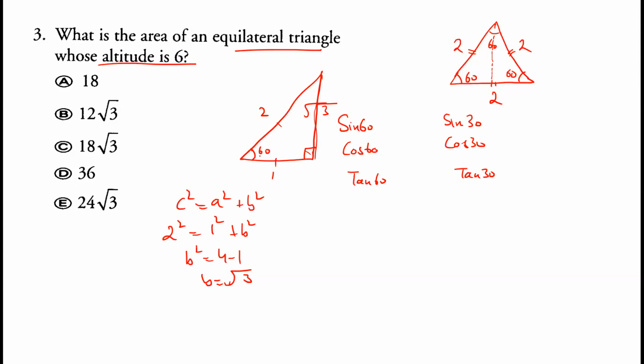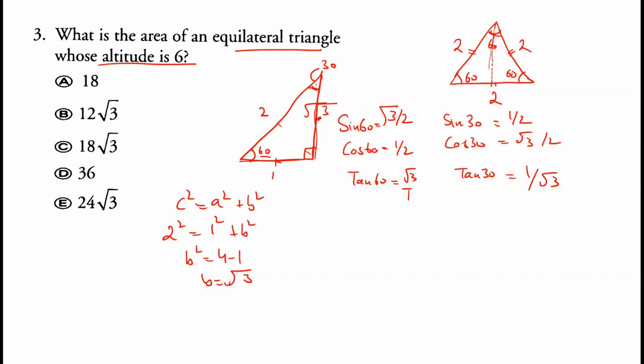Now what is your sine 60? If this is your 60, then this angle would be your 30, as we are dividing 60 into two parts. Sine 60 is opposite upon hypotenuse, so this would be root 3 over 2. Cos 60 is adjacent upon hypotenuse, so this would be 1 over 2. And tan 60 is opposite upon adjacent, so this would be root 3 over 1. Sine 30 is opposite upon hypotenuse, so this would be 1 over 2. Cos 30 is adjacent upon hypotenuse, so this would be root 3 over 2. And tan 30 is opposite upon adjacent, or 1 over root 3.